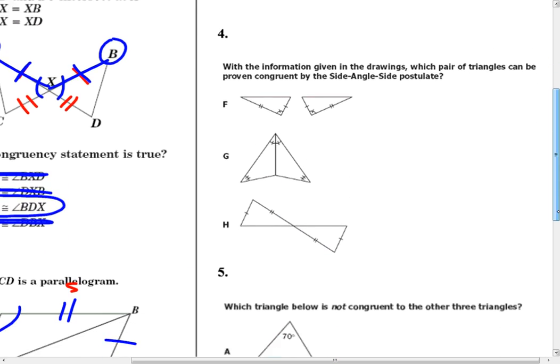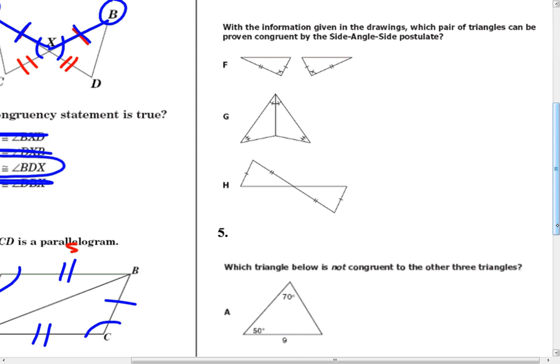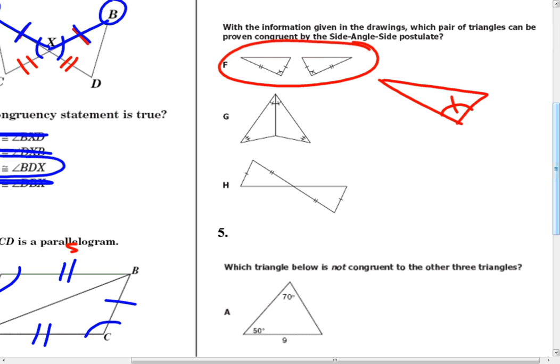Which pair of triangles can be proven congruent by side angle side again? Notice the symbol. If I blew that up a little bit, you'd see an arc with a little slash mark in it. That's another way of showing that angles are congruent. You see that in different textbooks. I haven't seen that show up on a SOL test, but it's possible that it might. It just means that our angles are congruent.